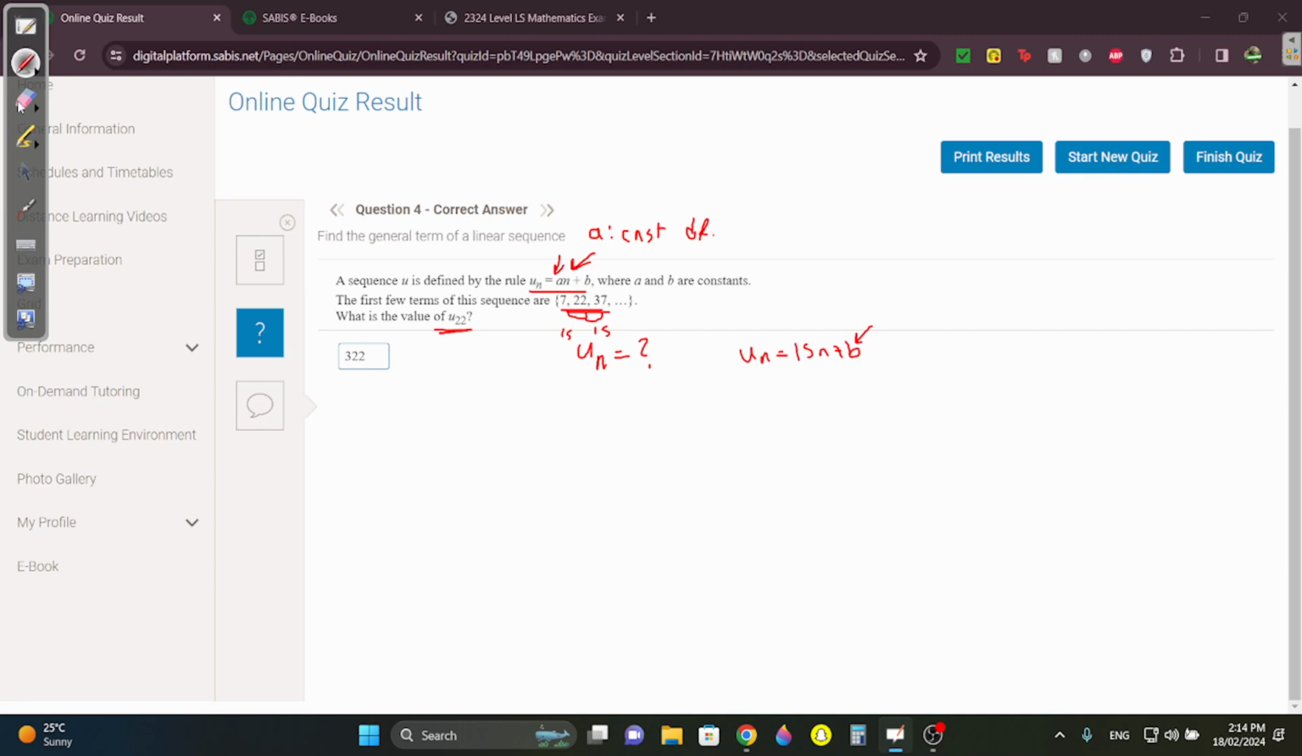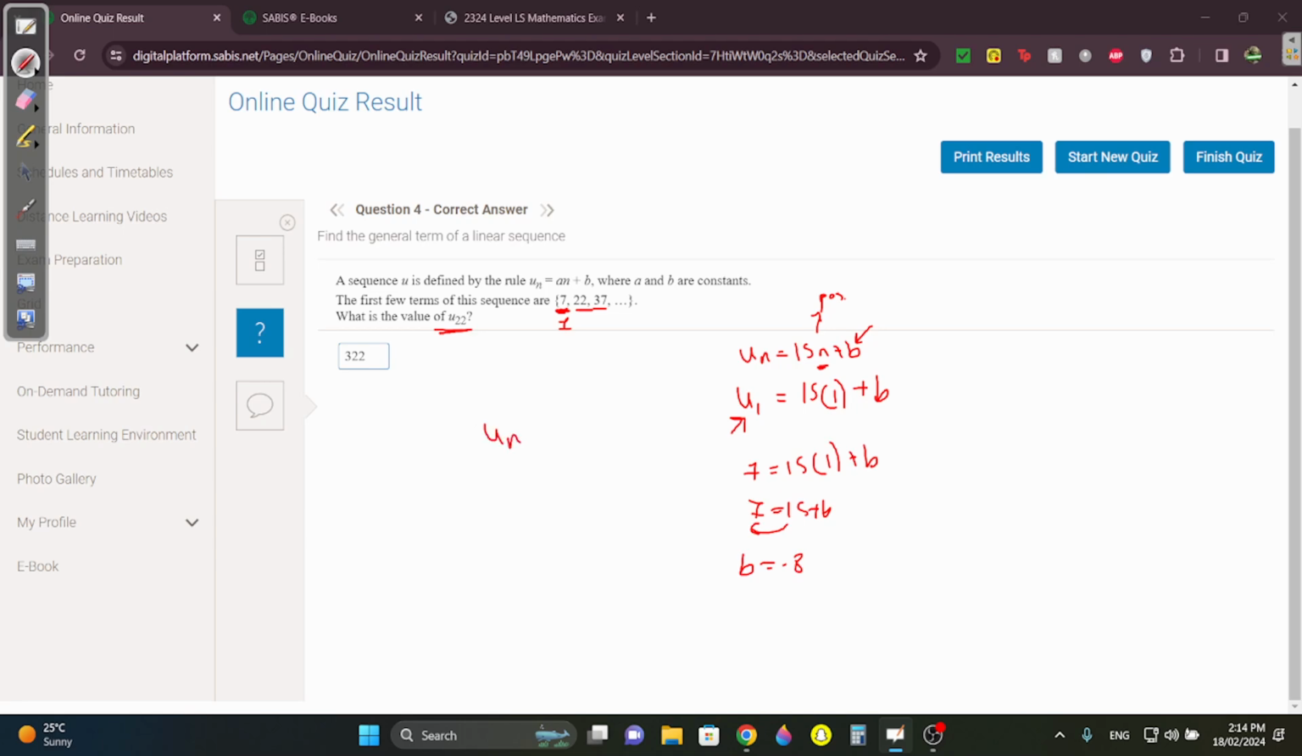How do you find b? It's like doing y equals mx plus b. I recommend you always take the first point, number 1. So u1 is equal to 15 times n, where n is the position of the number. I think you guys remember, so 15 times 1 plus b equals u1. What's u1? What's the first number? 7, right? 7 is equal to 15 times 1 plus b. Why 15 times 1? Because n is 1, the first number. N2 will be 22 and 3 is 37. So 7 equals 15 plus b. You move 15 to the other side, you get b equals minus 8.